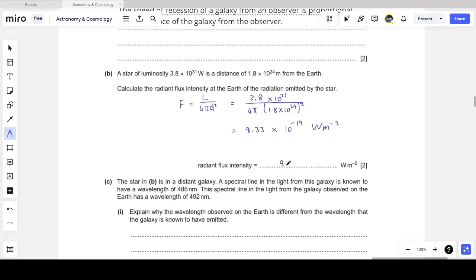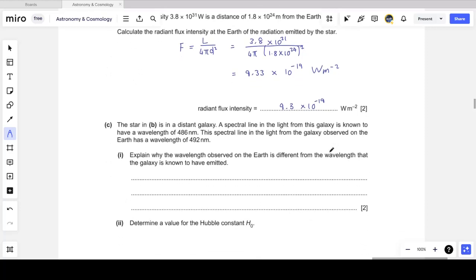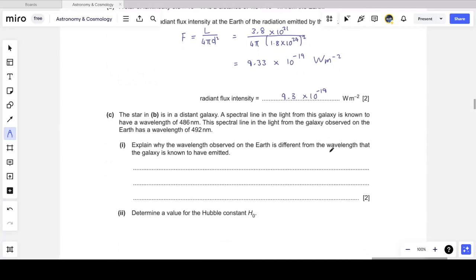And to two significant figures, this is 9.3 times 10 to the minus 19. So that's not a huge amount of energy, but that shows you that at a great distance, we get very little energy from stars that are very far away. 9.3 times 10 to the minus 19 watts per square meter is almost not observable, almost not felt at all by the Earth.